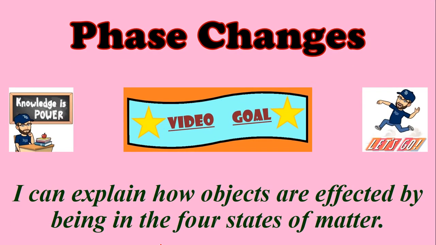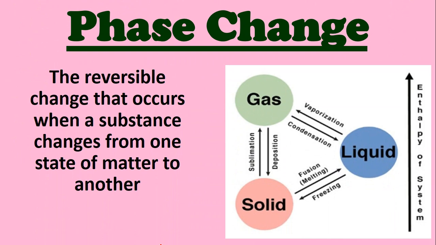So the goal of this video is that I can explain how objects are affected by being in the four states of matter. So a phase change, a definition, is the reversible change that occurs when a substance changes from one state of matter to another.